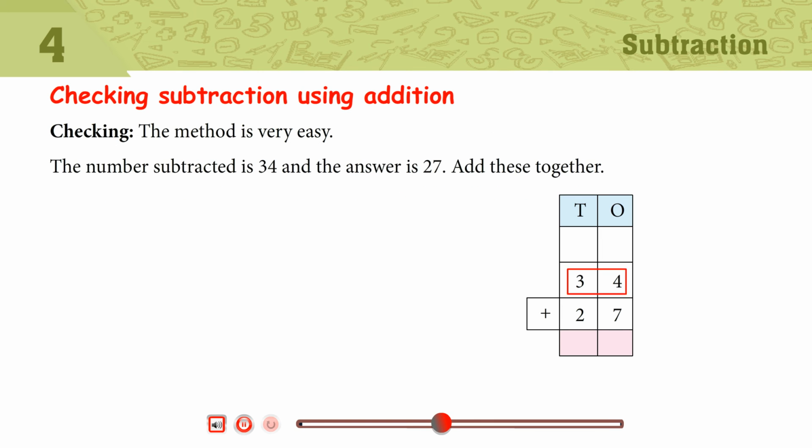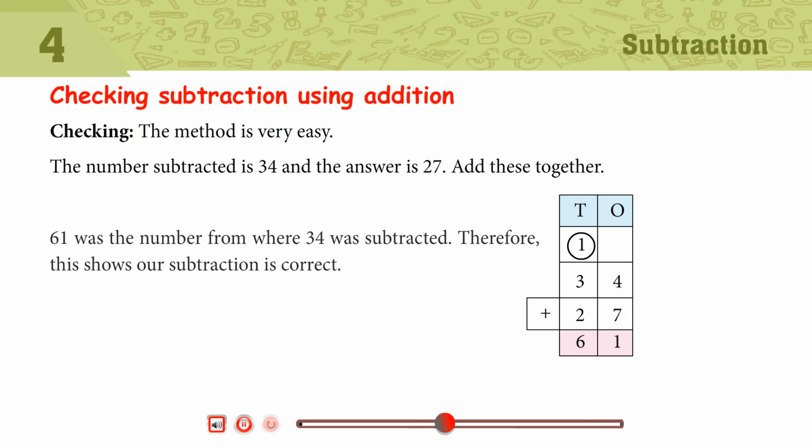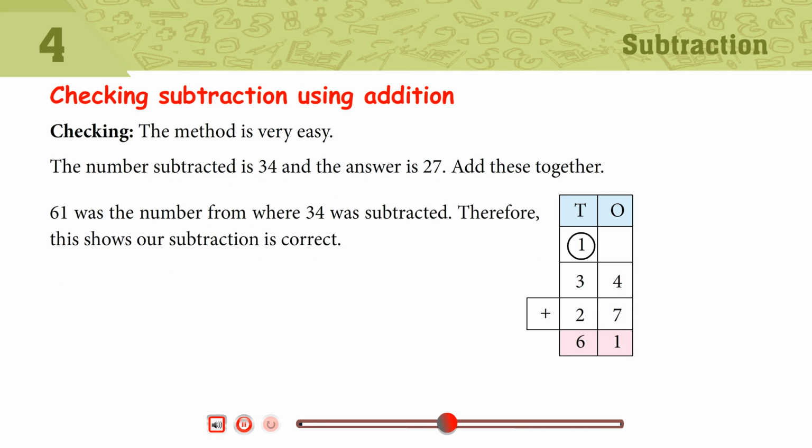The number subtracted is 34 and the answer is 27. Add these together. 61 was the number from where 34 was subtracted. Therefore, this shows our subtraction is correct.